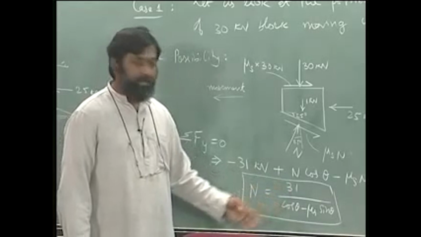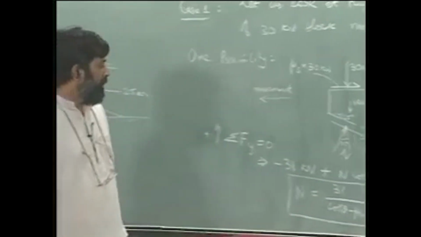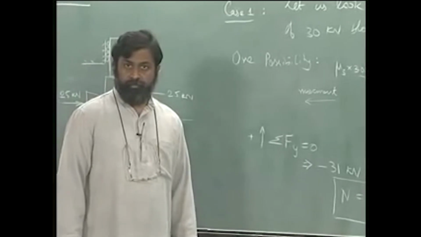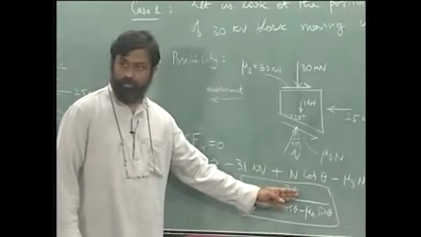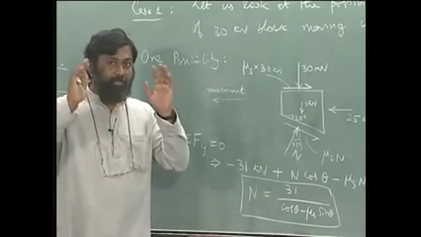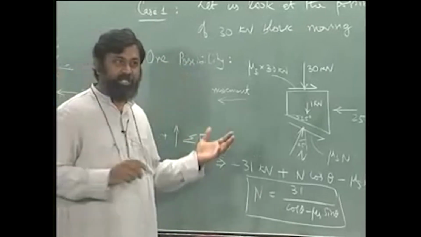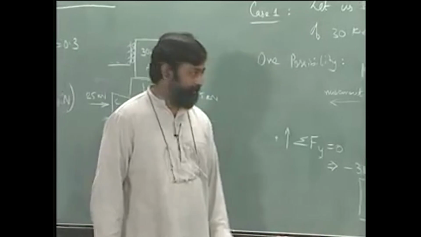Okay, 31 by 0.7 works out to around 30% more. So, it may be shooting up to around 40 kilonewtons. I am just looking at a ballpark figure here just to understand, and remember I am just doing it extempore.